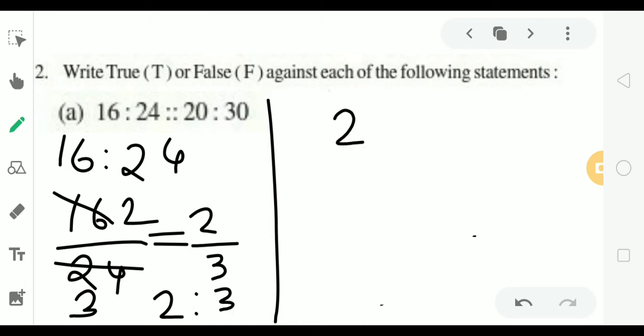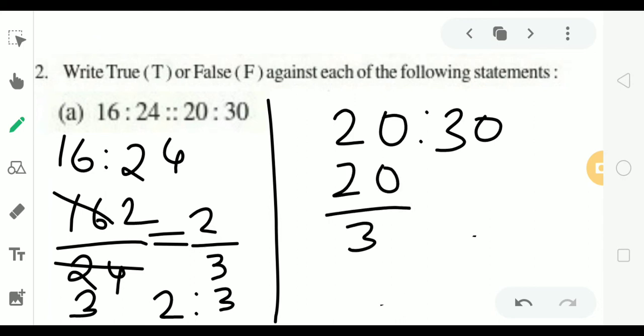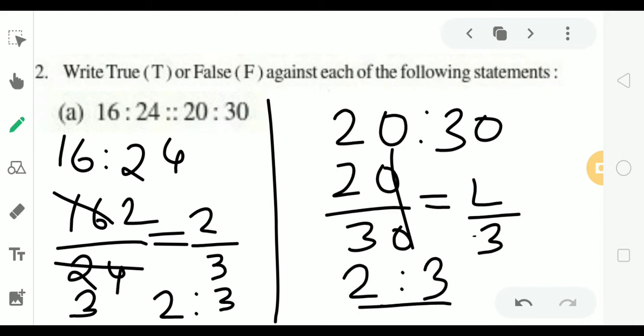The next ratio is 20 is to 30. 20 is to 30 is same as 20 upon 30, zeros cut. We get this 2 upon 3. 2 upon 3 is same as 2 is to 3. So the simplest forms of first ratio and second ratio are same. Then it's a true statement.